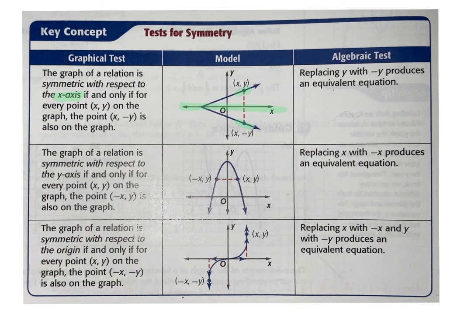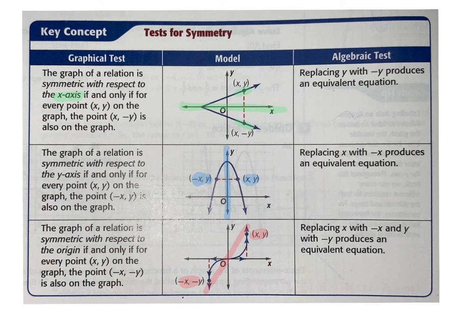If it is symmetric to the y-axis, then for every positive x, y, I have a negative x, y. All right, a negative x, y. And then if it is symmetric to the origin, then every x, y is going to also have a negative x, negative y. So how do I do this algebraically? That's exactly what you do, all right?